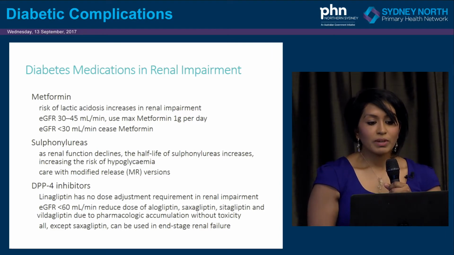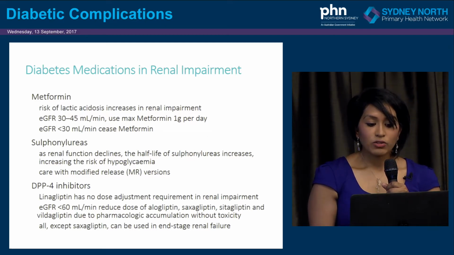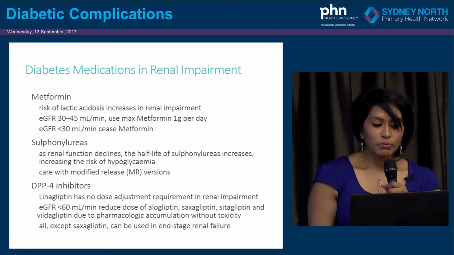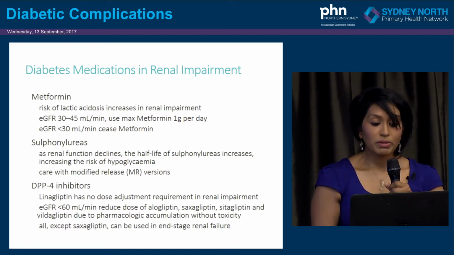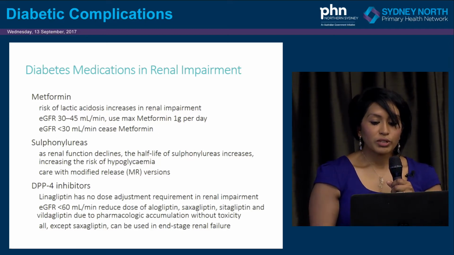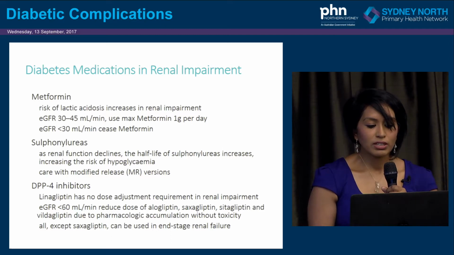So I wanted to just touch on medications we use for diabetes that you have to think about in renal impairment. So the obvious one is metformin because of the risk of lactic acidosis. So if a patient has normal renal function, you would use up to the maximum of 2 grams daily dose, but if their eGFR is 30 to 45, you would use up to 1 gram per day, and I would suggest stopping metformin if their eGFR is under 30. With sulfonylureas, they are going to accumulate in the presence of renal impairment and therefore increase the risk of hypoglycemia, so you want to be careful with them. It doesn't mean not to use them, but just be careful, particularly with the modified release versions.